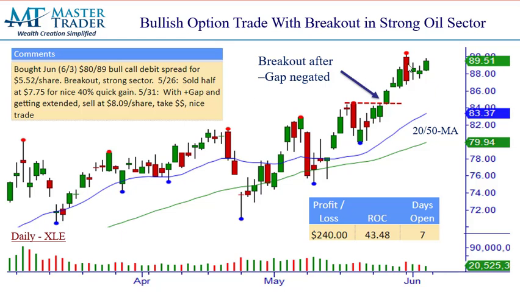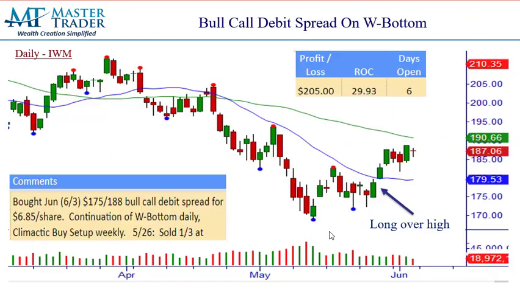You can see here we had a beautiful run, and then we sold half. Look at this, a nice 40% quick gain. And then with the gap up, on this red bar right here, it was getting extended, so I said just sell it. Sell at 809, take the money, nice trade. So the net gain on this trade, and this is just on one contract, was a 43.5% return on our bull call debit spread that cost us $552. We made $240 on that trade.